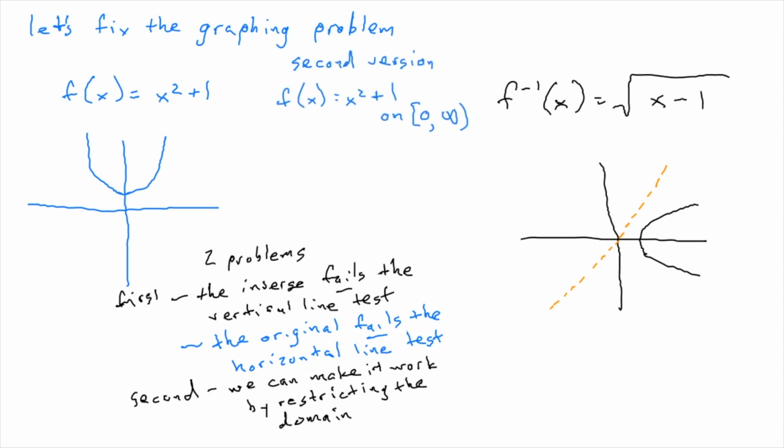See, I've restricted my domain, and what does this look like? It looks like this, right? Because don't do any negatives. Start at 0, and then go to the right.